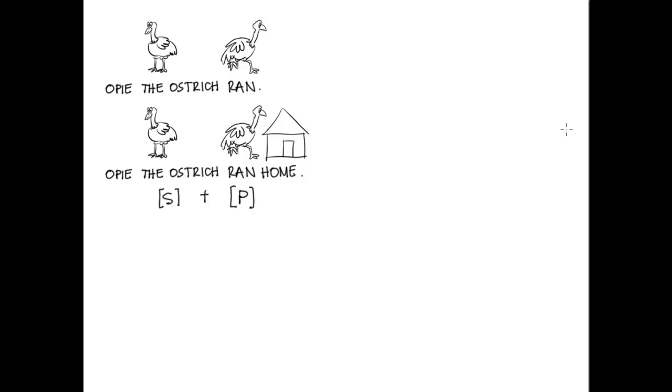Let's take a look at another sentence. Opie the ostrich ran home. In this sentence, what is our subject? It hasn't changed. It's still Opie the ostrich. This is the thing that we want to talk about. What about our predicate? Well, let's take a look. We have ran, it's still there, but now we have home as well. So our verb ran, it's going to stay the same. We still have our verb. And now we have home as well. But still, this is still our predicate.